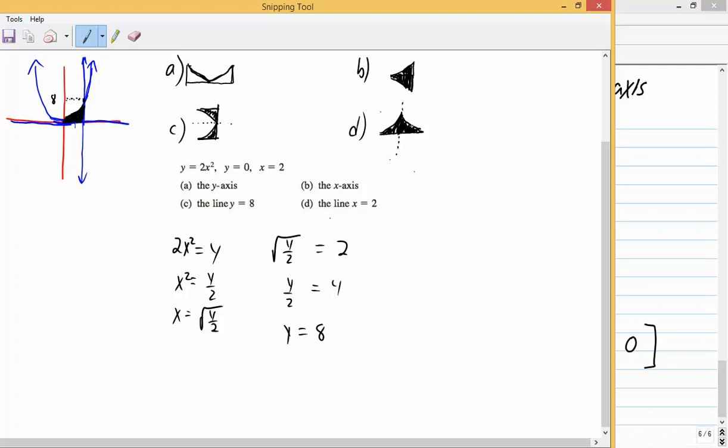You set up your integral, say pi times the integral of, and then depending on whether it's vertical or horizontal axis of revolution, if it's a horizontal axis of revolution, you want the equation in the form y equals x. If it's a vertical axis of revolution, you want x equals y.